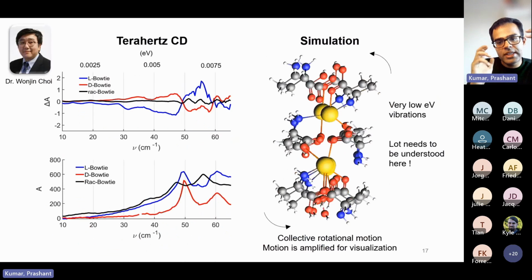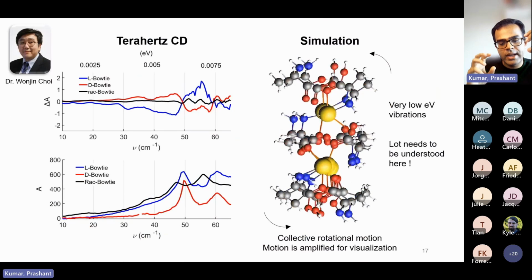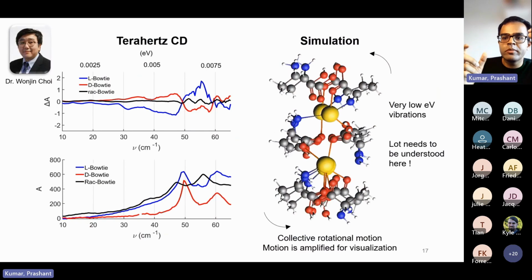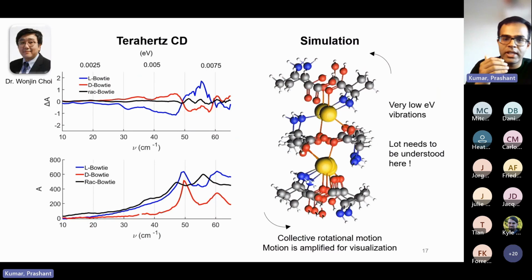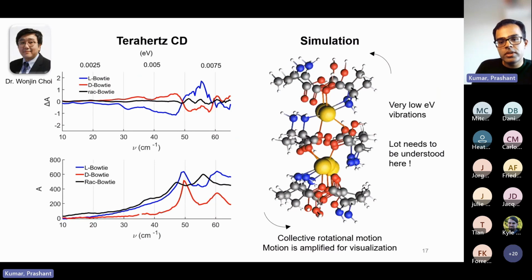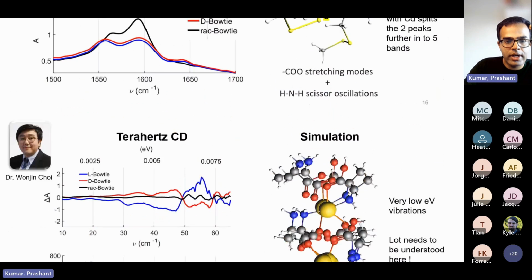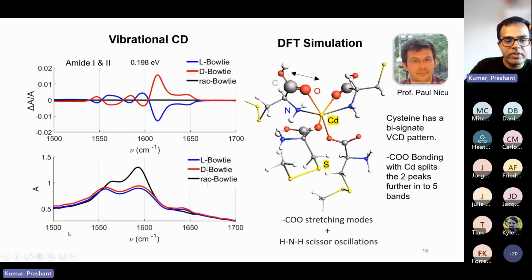So now we have seen that, at the molecular level, there are these individual bonds that are vibrating and presenting themselves in the VCD spectra, and we can interpret them based on the structure as well as on the spectra. Now, if you look at the scale bar or the x-axis here, the wave number is from 1500 to 1700. And these are about 0.198 eV kind of vibrations.